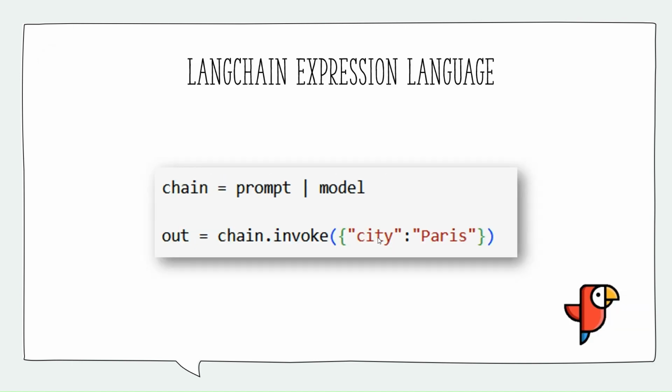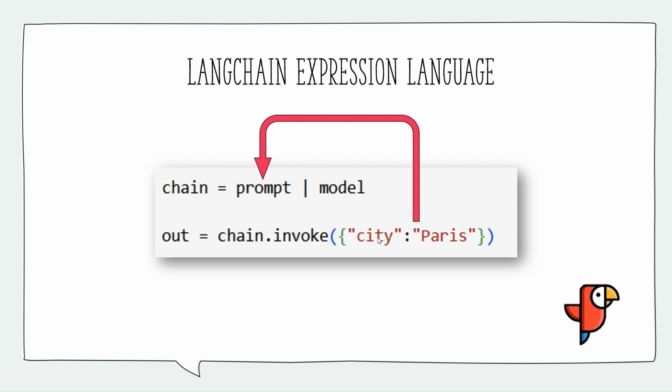Now, let's see how we can use the LangChain Expression Language to define the same chain. To define a chain using LCEL, you simply need to connect your different components through an operator called the pipe operator. Any arbitrary number of components can be chained together using the pipe operator. You can then run your chain by feeding your input query to the invoke function of your chain.